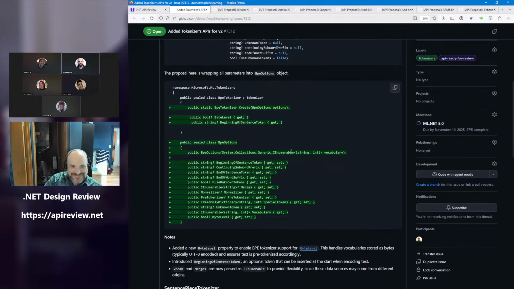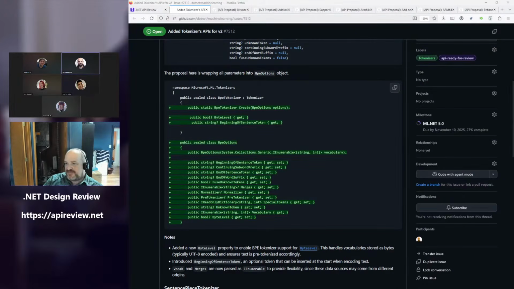صباح النور. Yeah, thank you, Jeremy. Yeah, this proposal is for a few APIs that we are adding for the current release for the tokenizers library. It's kind of an addition to what we have today. I mean, it's not introducing a new tokenizer or anything, but introducing new extra functionality for the existing tokenizers. So the first one here is related to the BPE tokenizer, which we already have.